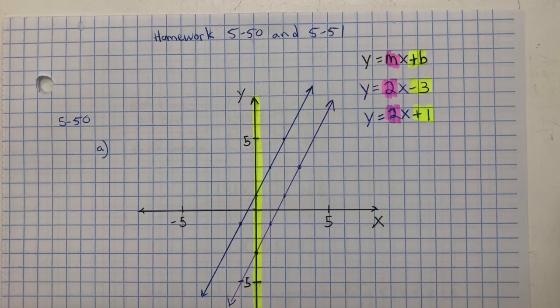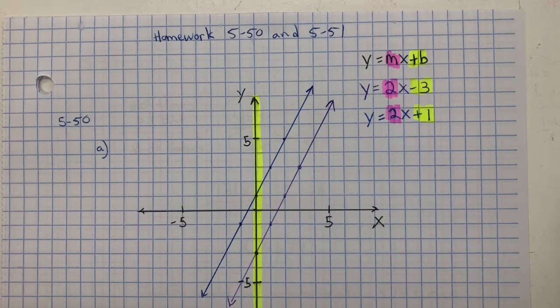This is the homework for 550 and 551. In 550, you need to graph the lines y equals 2x minus 3 and y equals 2x plus 1. In part A, you need to determine where these lines intersect.